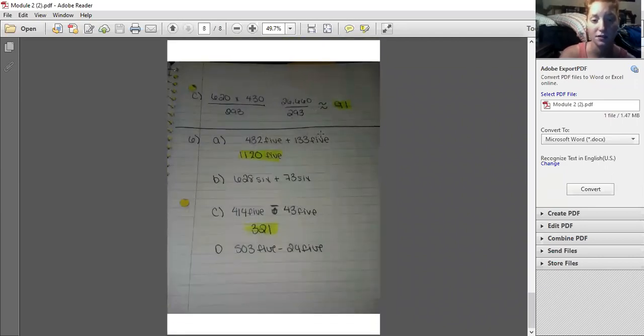432.5 plus 133.5 will end up equaling 1,125. 414.5 minus 43.5 is 321.5. You can refer to your textbook for ways to do these right here. They're sort of difficult to explain.